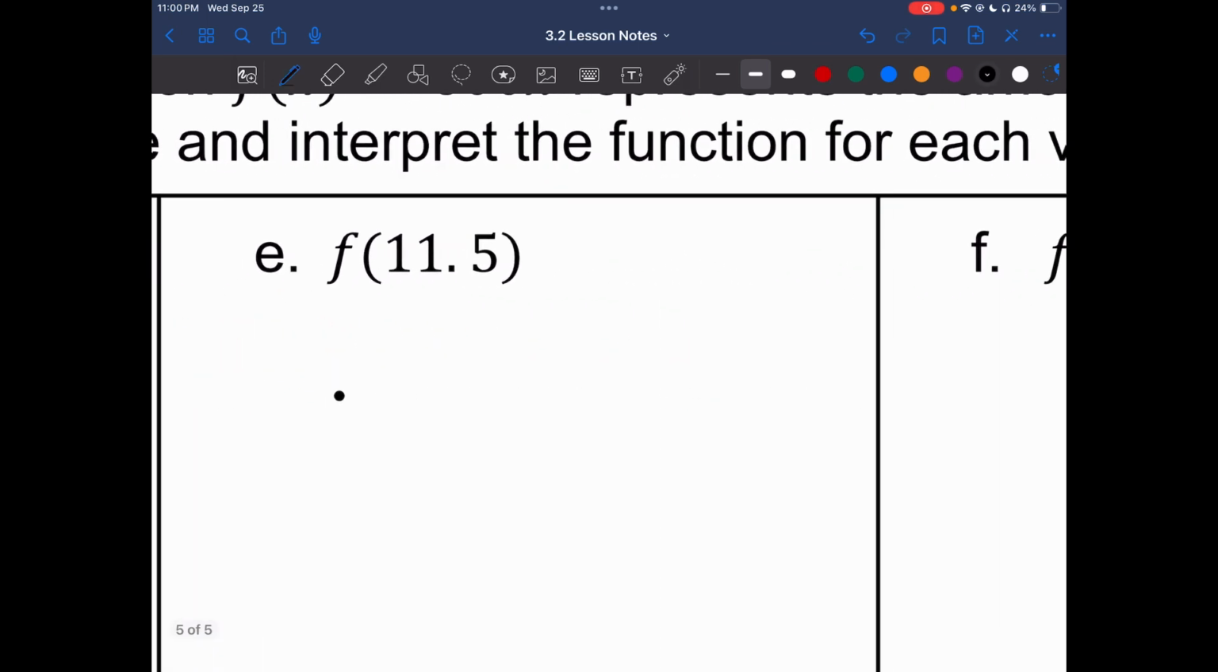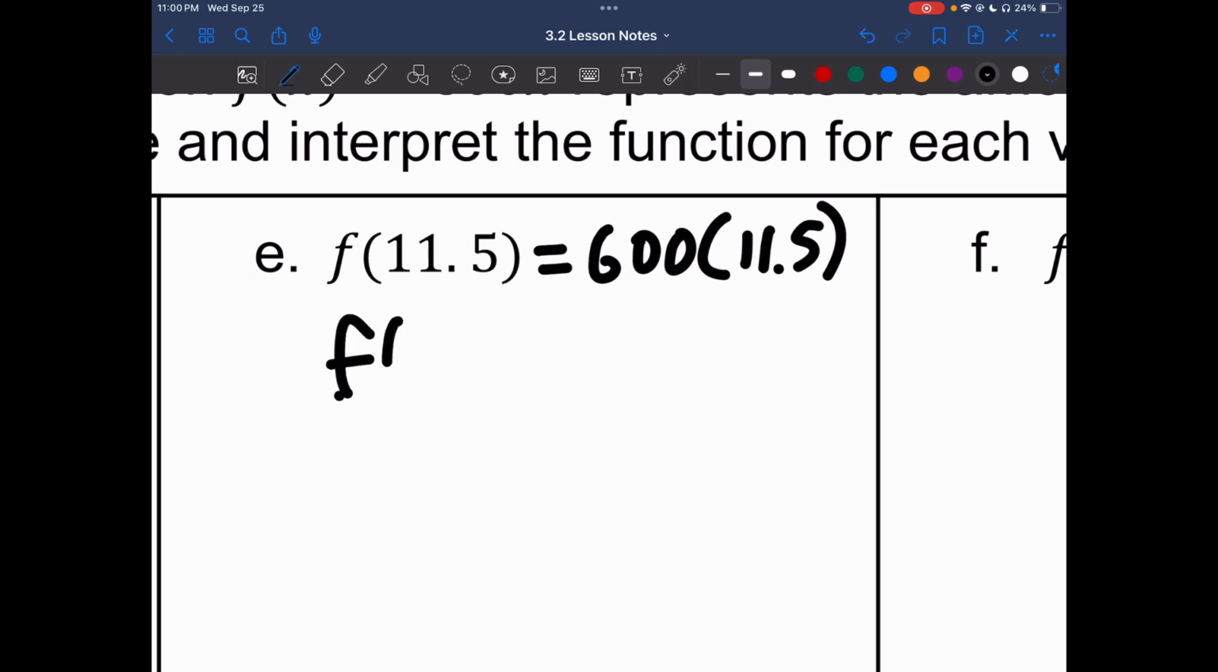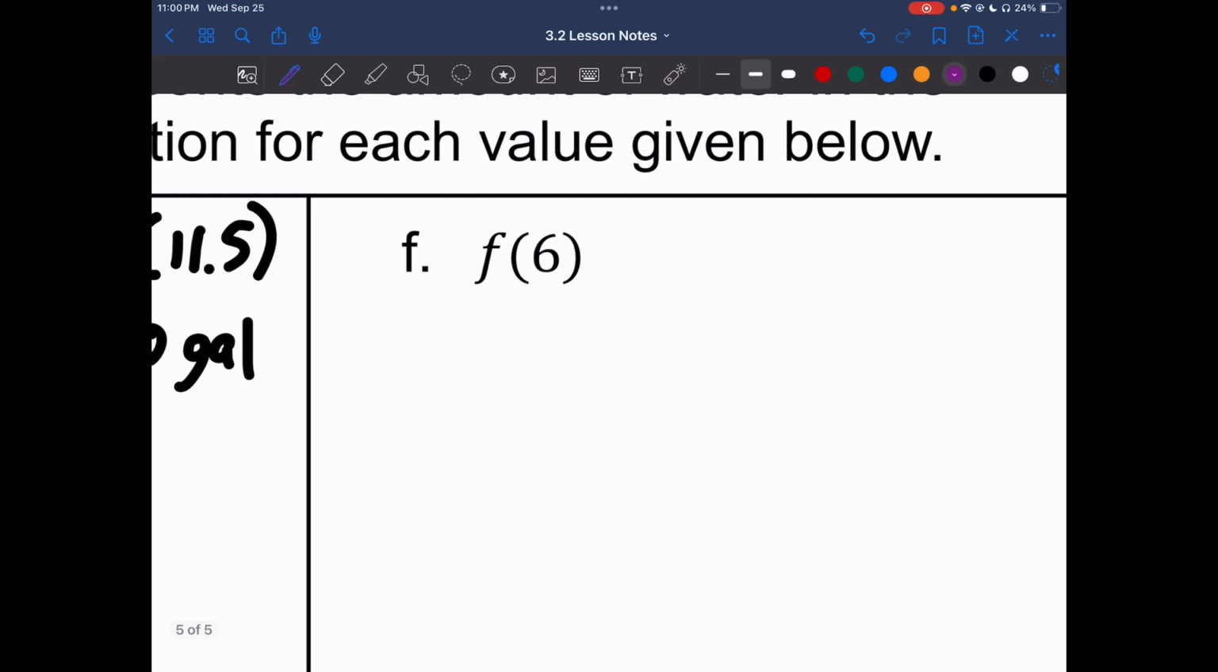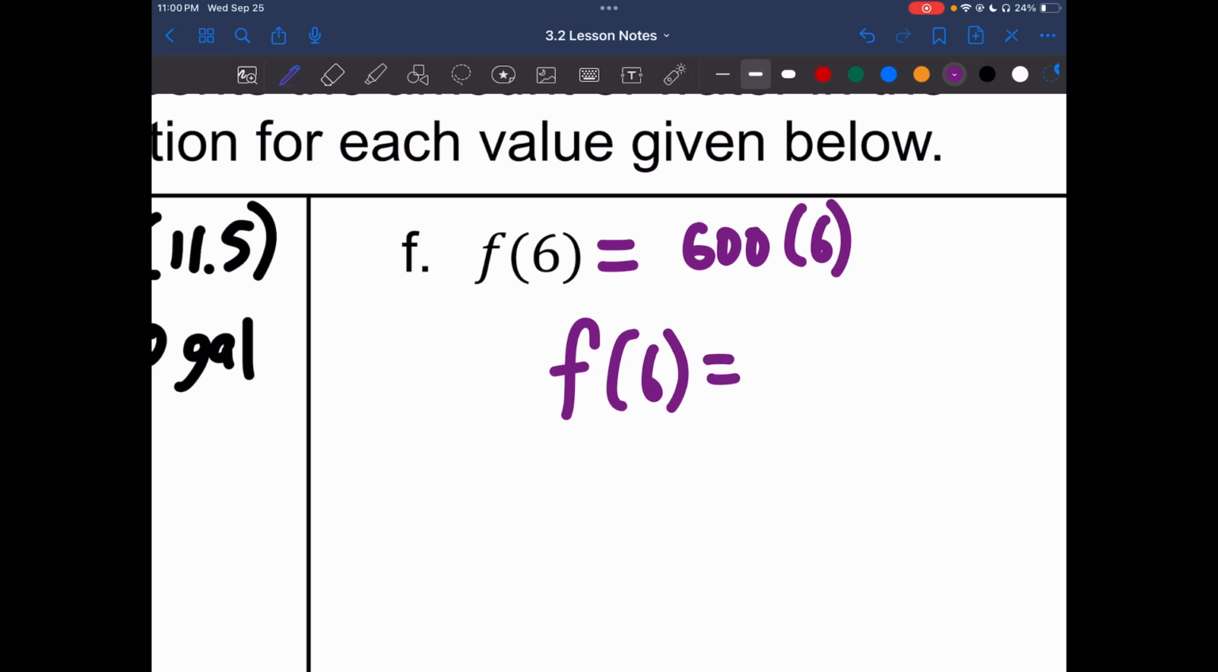Letter E, we take that same expression and we are going to put in 600 times 11.5. So almost half a day of filling this pool. And so we have f of 11.5 is going to be equal to, when we multiply that out, we get 6,900 gallons. And lastly, we have f of 6 and that's going to be equal to 600 times 6. So, a quarter of a day of filling. F of 6 is going to be equal to 3,600 gallons.